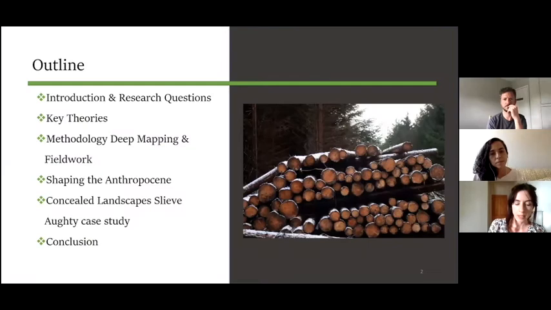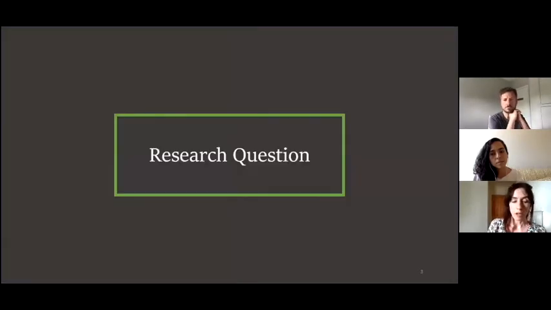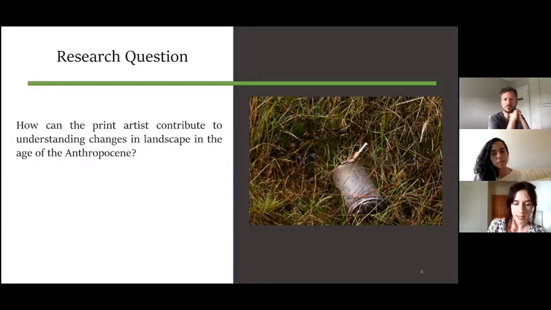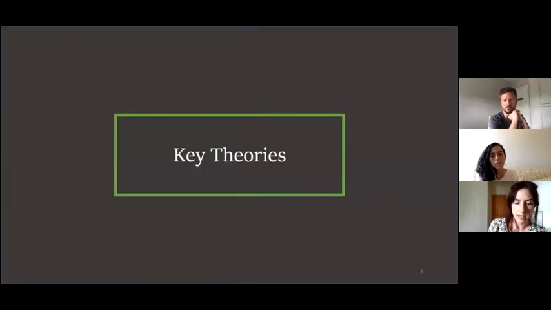So this paper is intended to introduce my initial PhD research questions, theories, methodologies, and some of the ideas that are emerging in my work. The overall aim of the research is to investigate how the print artist can contribute to understanding changes in the landscape in the age of the Anthropocene. My interest in this has emerged from my own practice as a printmaker and artist working in response to landscape. And within this presentation, I will discuss two key theories that have emerged as central to my project and how they may be taken up in my research inquiry.